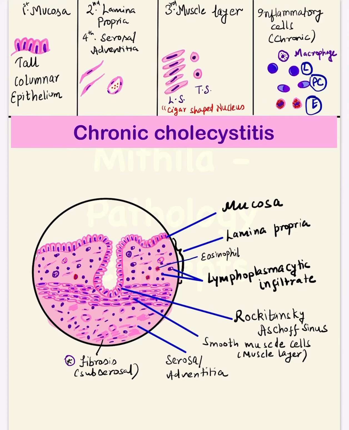So this session is about drawing the microscopic diagram of chronic cholecystitis, and it is also not that tough if you understand a few essential points. To understand the histopathology of chronic cholecystitis, first of all we should know the various layers of the gallbladder which are normally present.